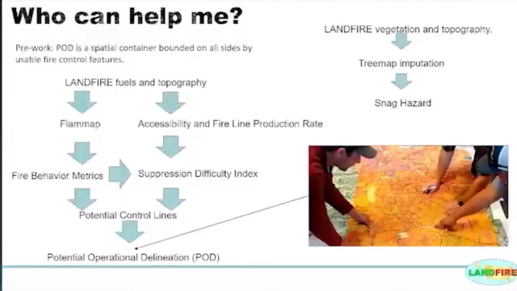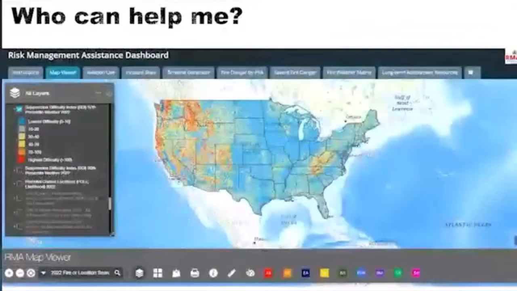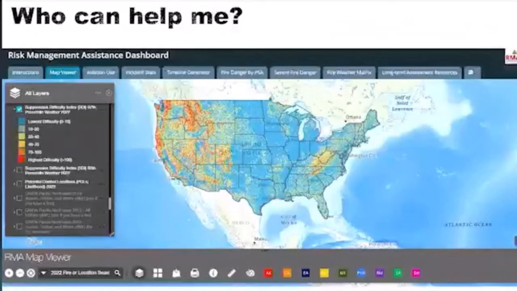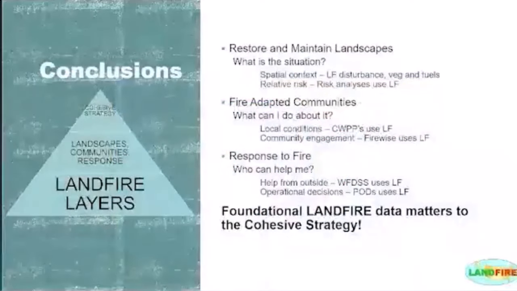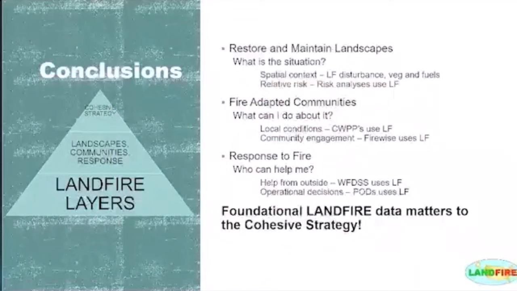LANDFIRE is part of the fire shed implementation. It's part of the 3D fuels implementation for wildfire, because that uses the tree map. So I'm trying to think of any other buzzwords that we've heard about lately, but LANDFIRE is involved in almost every aspect of this pre-work planning as well. And here's a map of the suppression difficulty index across the United States that's used for pods. I think I've fairly made the point that LANDFIRE is important to a lot of different efforts in the cohesive strategy.